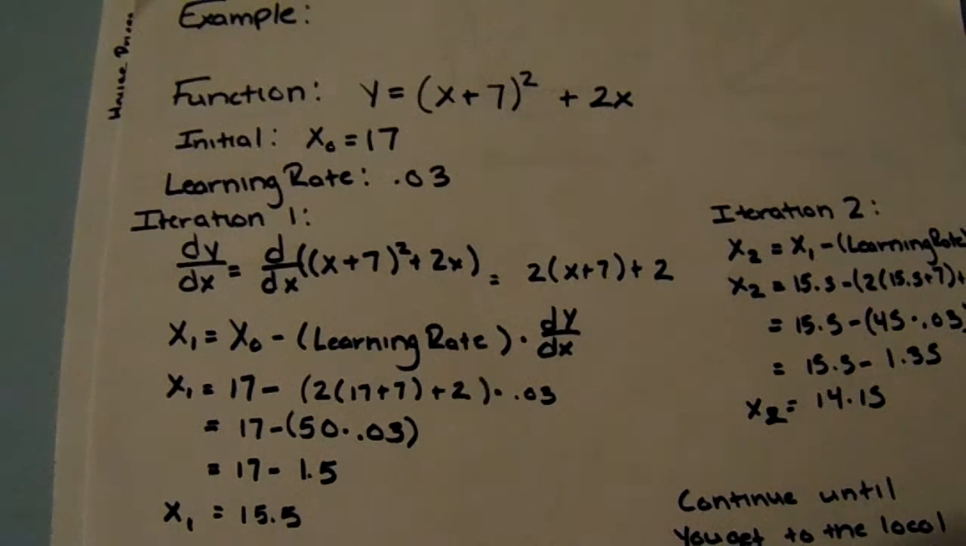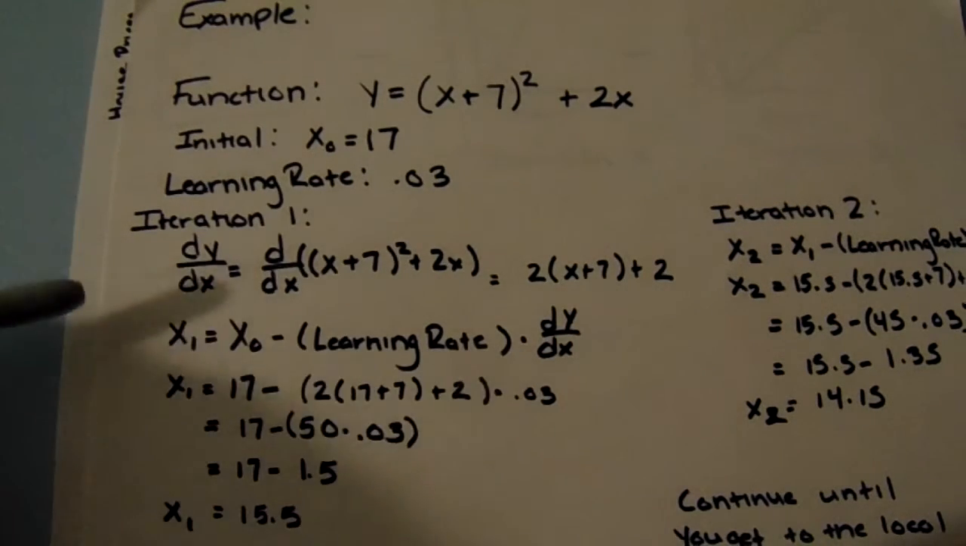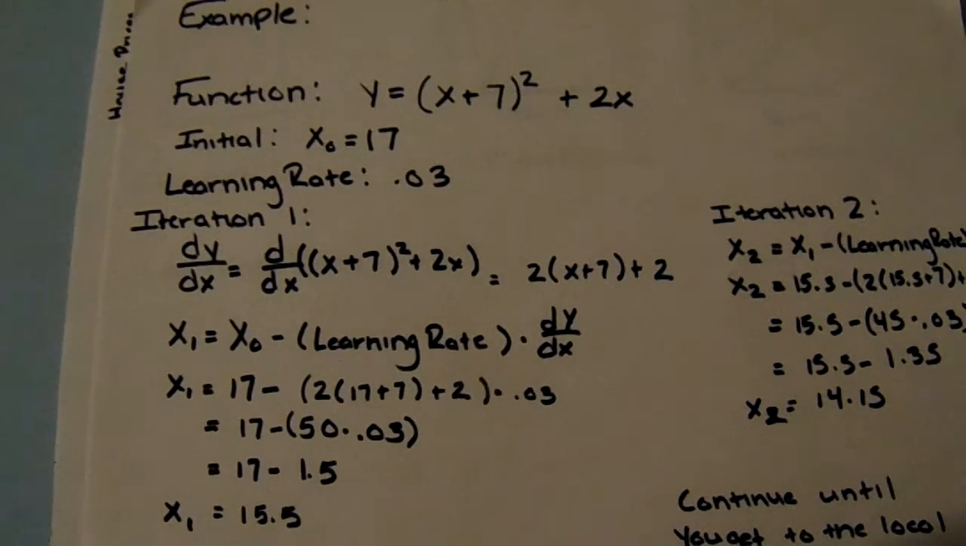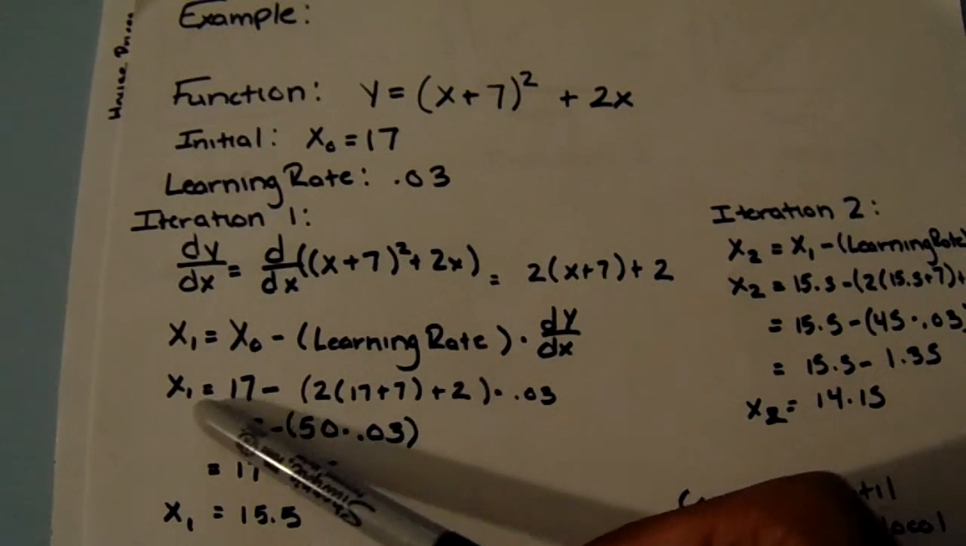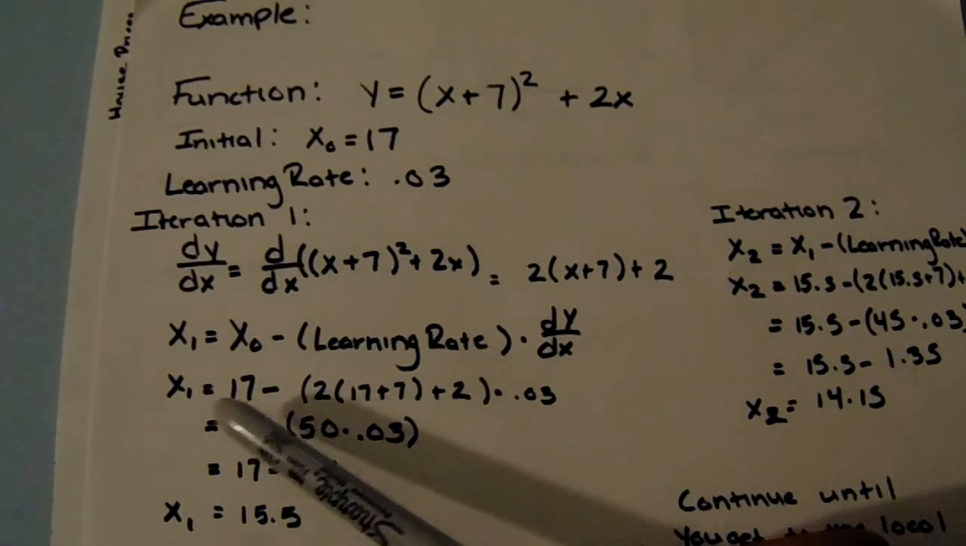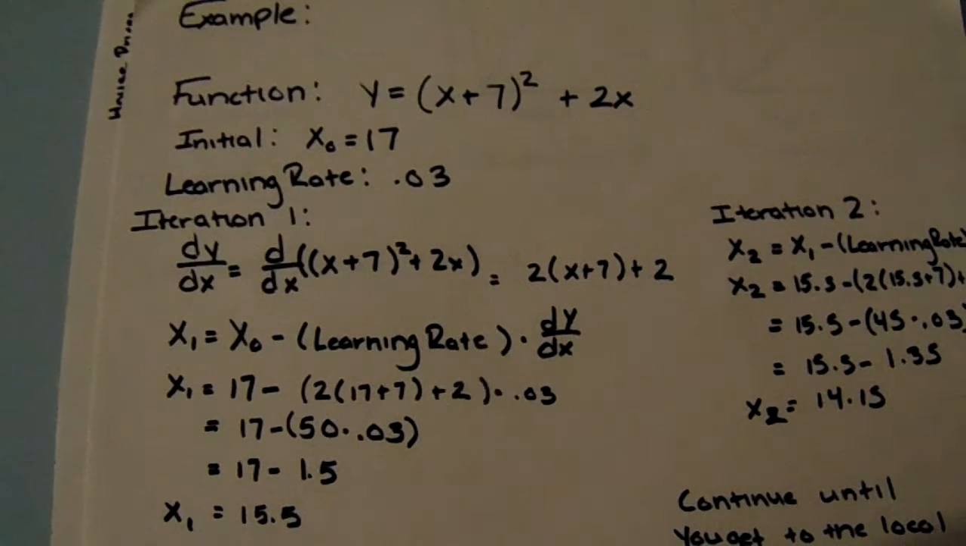So to solve it, you will need to take the derivative of the function that you are given, such as right here, dy/dx is equal to d of (x plus 7) squared plus 2x over dx, and that will be equal to 2(x plus 7) plus 2. So in order to solve it, this is the general equation you will use to solve it. So right here there's an x1, which is the next value we're trying to find, equal to x, the initial value, minus the learning rate times the derivative.